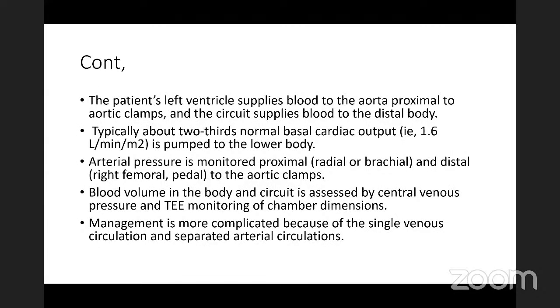So the patient's left ventricle supplies blood to the aorta up to the aortic clamp, and the circuit supplies blood to the distal body, as I'm going to show you in the picture on the next slide. Typically about two-thirds of normal basal cardiac output, about 1.6 to 2 liters per minute per square meter, is pumped to the lower body. Arterial pressure is monitored by peripheral lines, proximal like radial or brachial, and distal by femoral, relative to the aortic clamp. Blood volume in the body and circuit is assessed by central venous pressure and TEE monitoring of chamber dimensions. The management is more complicated because of the single venous circulation and the separated arterial circulation.